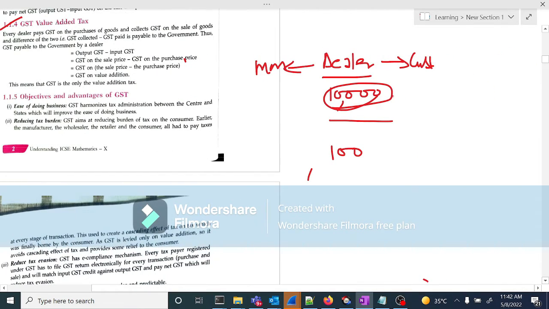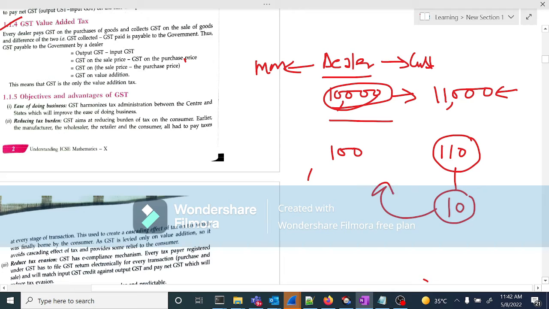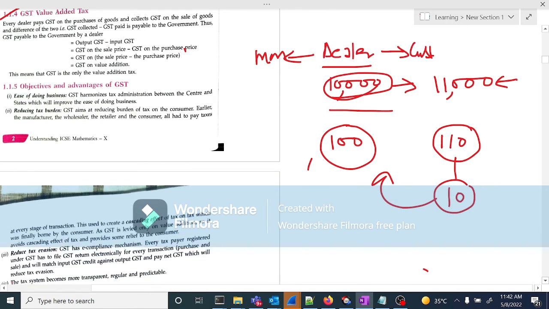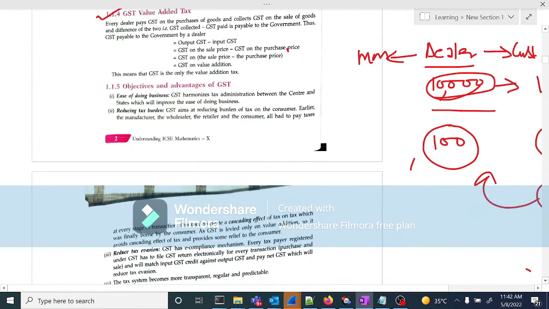So he will sell to the customer at a price of 11,000 rupees because he wants to make 1,000 rupees profit. Now the GST on this will not be 100, because the value has increased by 1,000 rupees. So GST might be, for example, say 110, right? So 10 rupees extra GST he is getting. This 10 he has to pay back to the government, because he will get 100 rupees GST credit which he already paid, right? So this is called GST, value added tax.